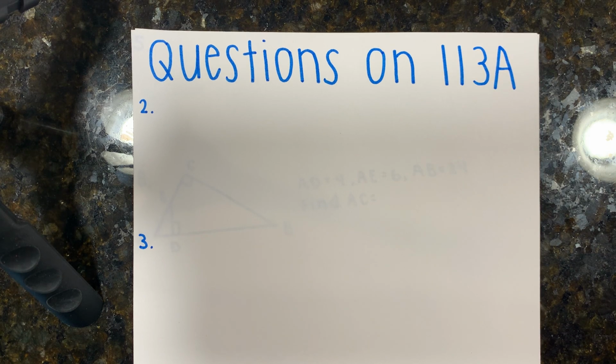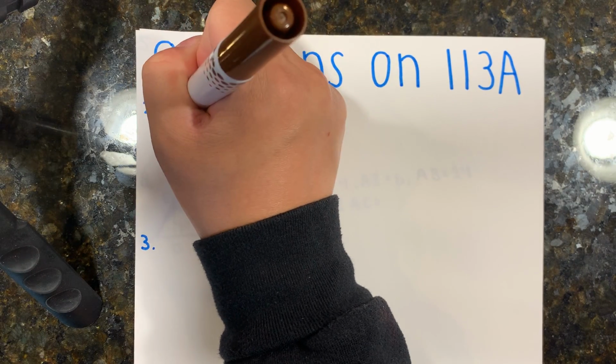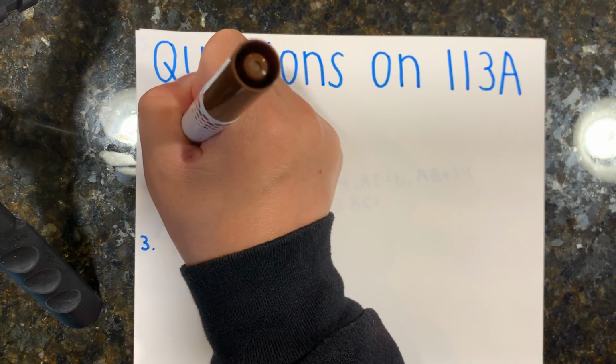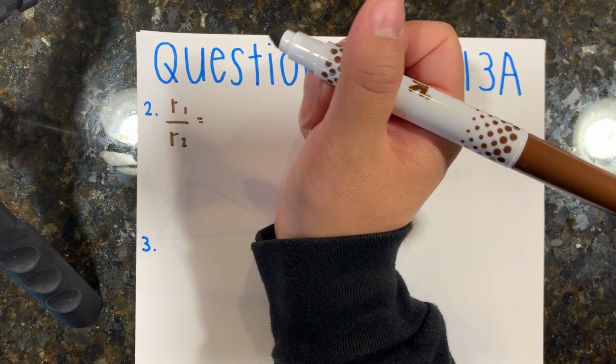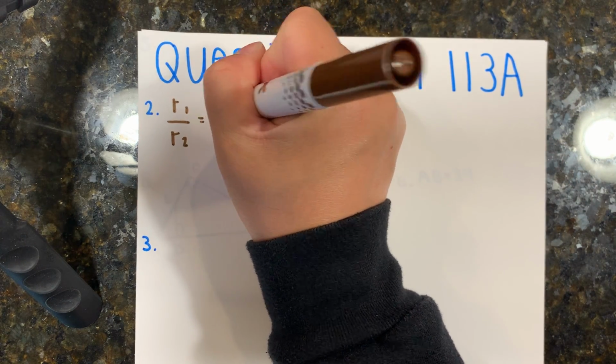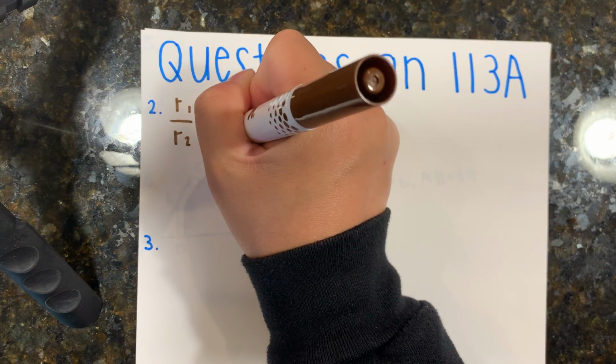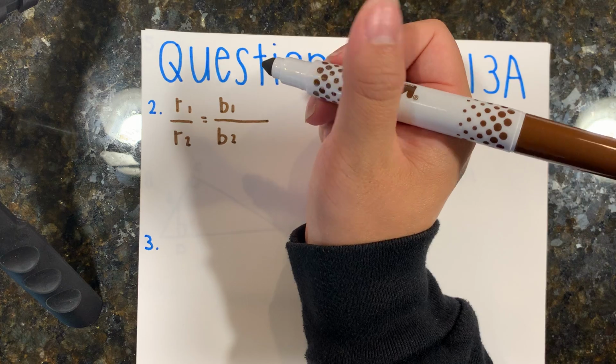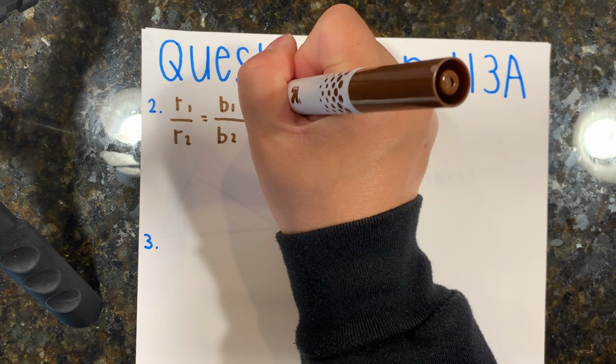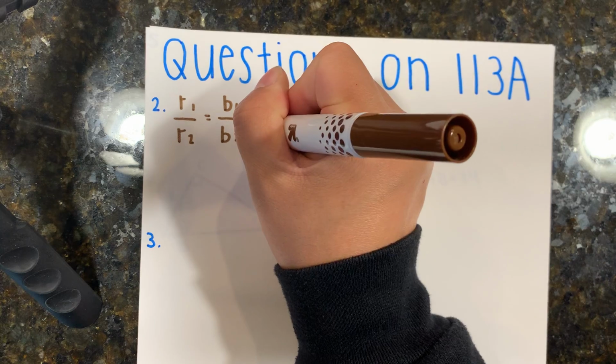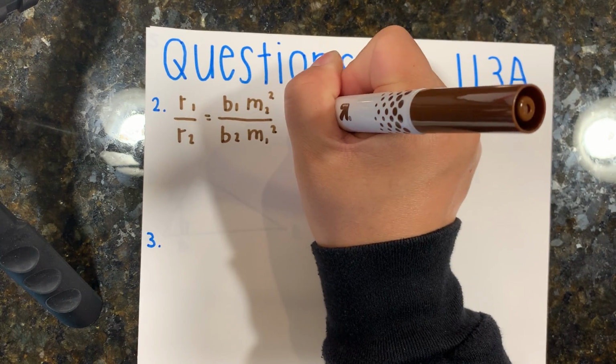Hi everyone, in Algebra 2B, today we're going to be going over your questions on lesson 113, starting on number 2. Reds vary directly as blues and inversely as mauves squared. So directly, reds vary directly, so it's going to be R1 over R2. And it says directly as blues, so that would be B1 over B2. And then it says inversely as mauve squared. So that means that it's going to be M2 squared over M1 squared.